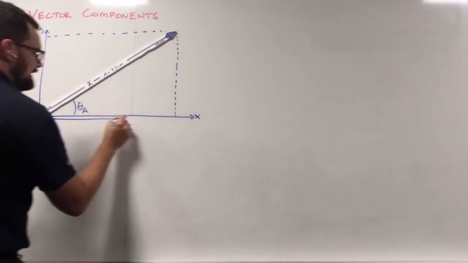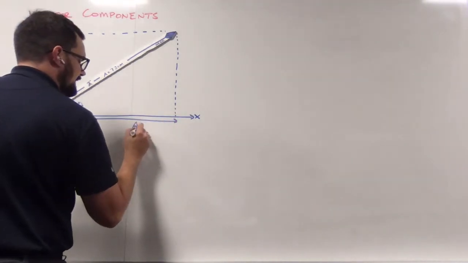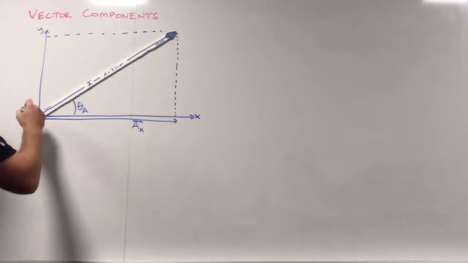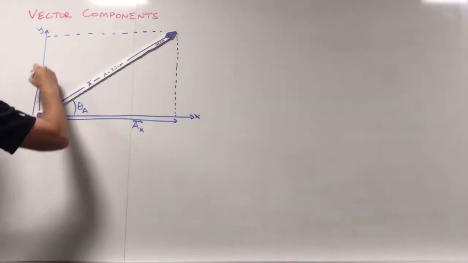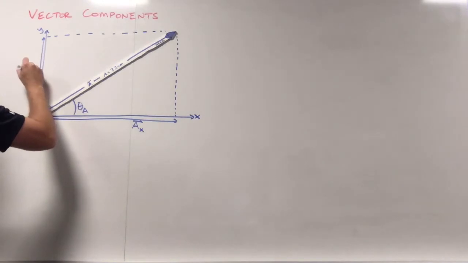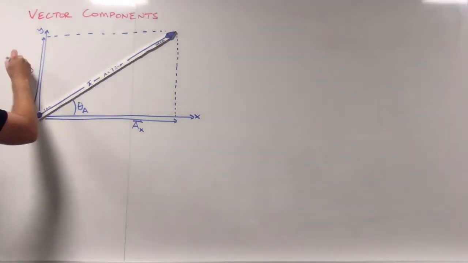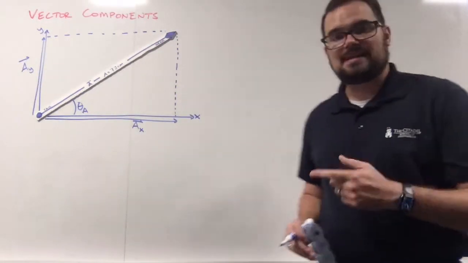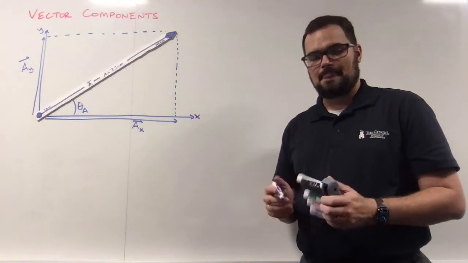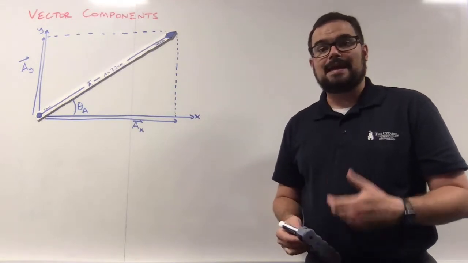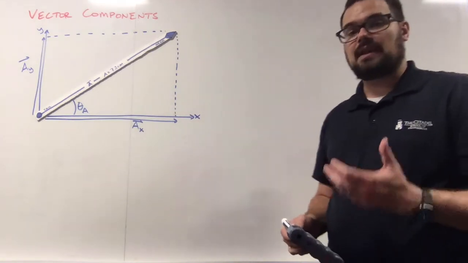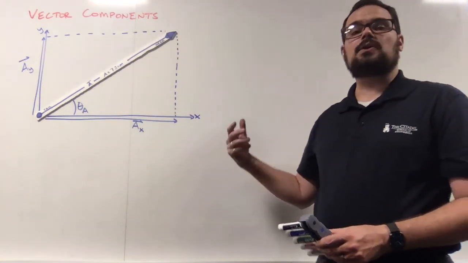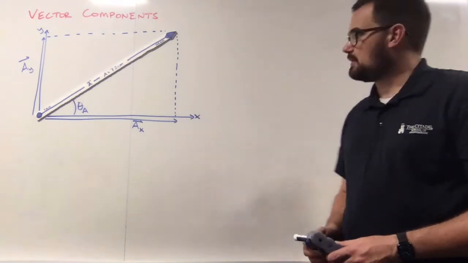And that's going to give me a new vector, one here called AX. That's the projection of A along the x-axis. And one here called AY, which is the projection of A onto the y-axis. And hopefully when you look at this, you'll notice something. What have I drawn? I've drawn a parallelogram. And it turns out that we have our parallelogram law that let us add vectors. We can also use it to resolve vectors into their components.